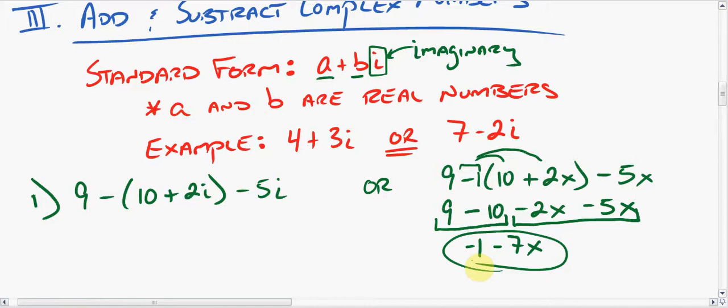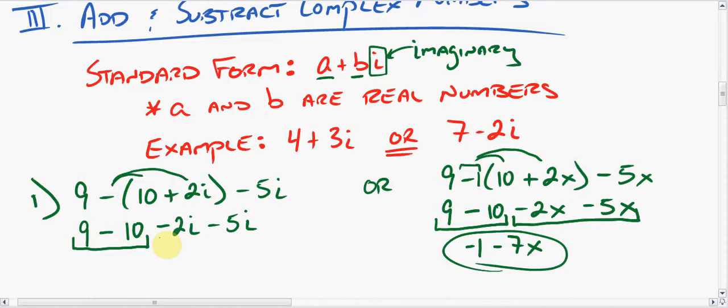Well, guess what? When you're working with complex numbers, the same rules apply. You can really think of this i just like a variable, just pretend it's x, and you would do the exact same process. I'd want to distribute in this negative, or that negative 1, and I'd get 9 minus 10 minus 2i minus 5i.